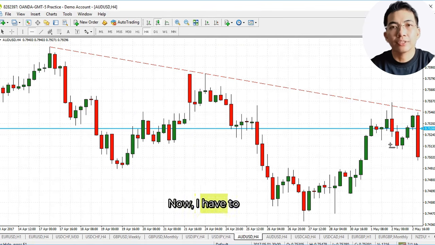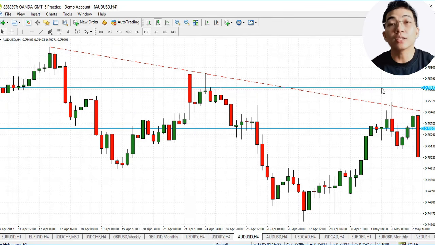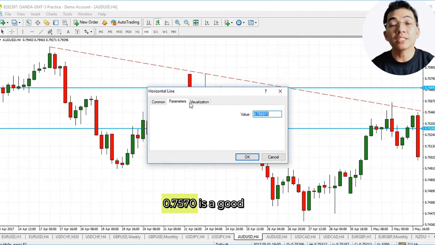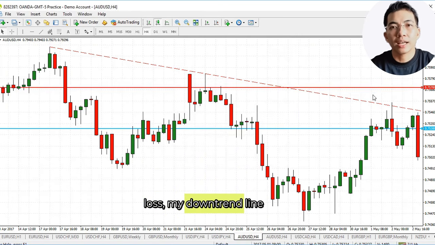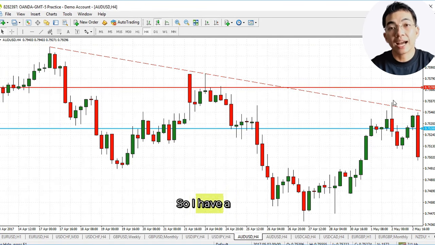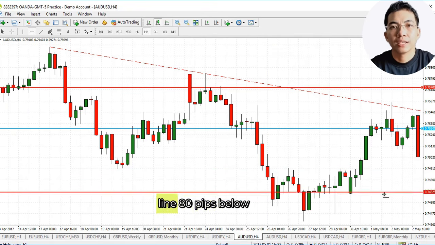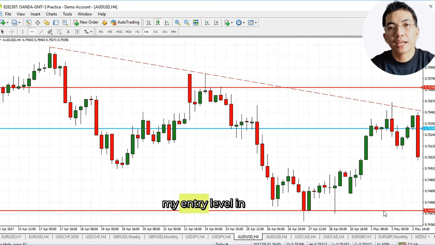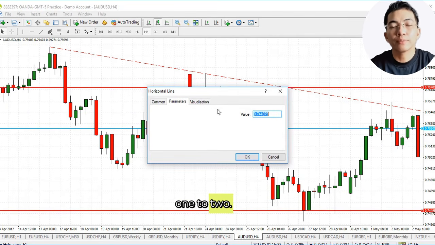Now I have to decide where to place my stop loss. I want my stop loss over this trend line. So I decided that 0.7570 is a good level, because if the price reaches my stop loss, my downtrend line is clearly not working anymore. So I have a risk of 40 pips, and I'm going to draw my take profit line 80 pips below my entry level in order to have a risk to reward of 1 to 2.